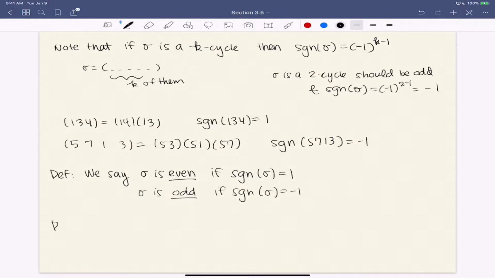So proposition, as you might expect, it's actually easy to prove. The map sign from Sn to ±1 is a group homomorphism. Why is that? Well, composition in Sn is just concatenation, right?